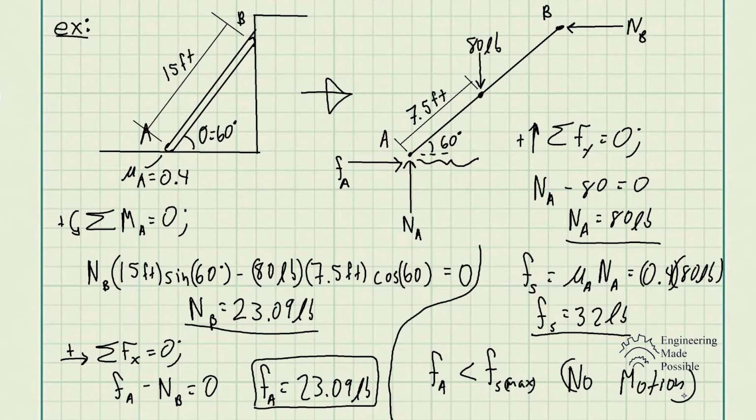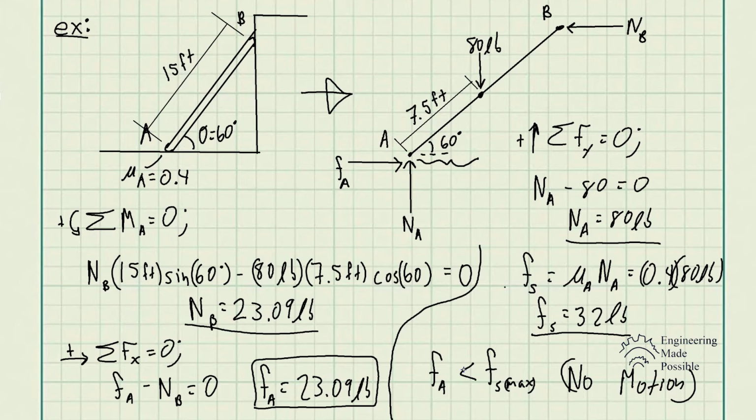So that's how we determine that the ladder will not slip in this case, because the frictional force that we solved for using the free body diagram is less than the maximum. So 23.09 pounds is less than 32 pounds. That means there is no motion, and you saw the region that we're in within that graph itself.